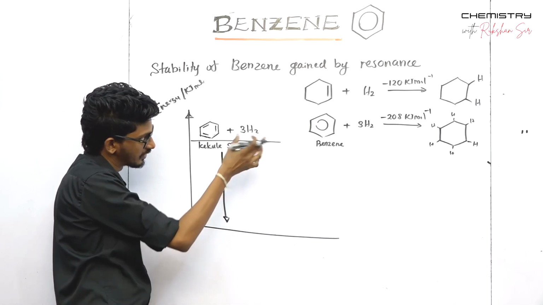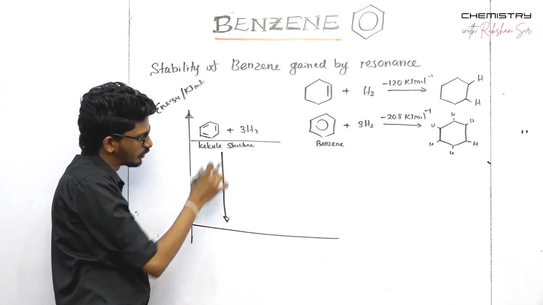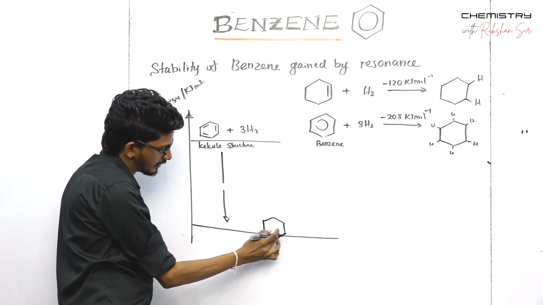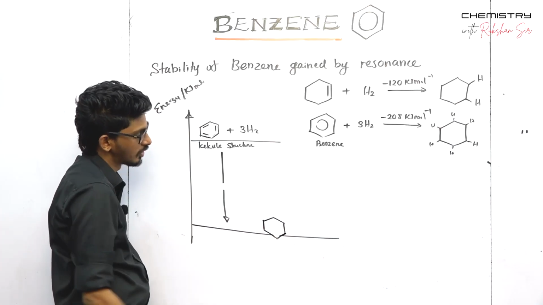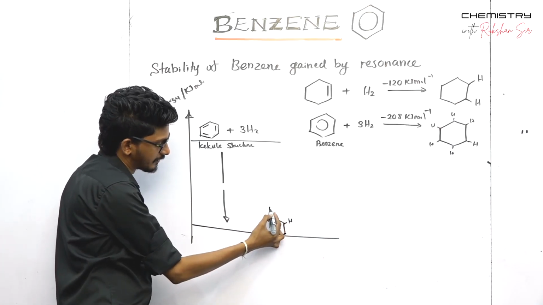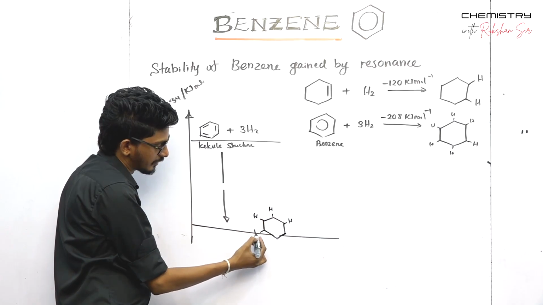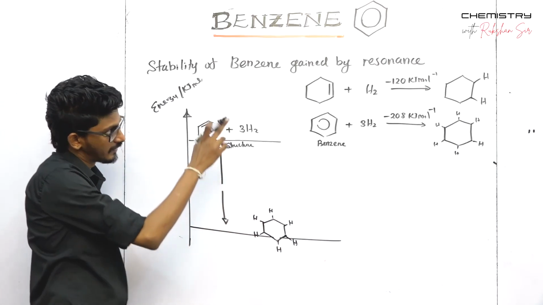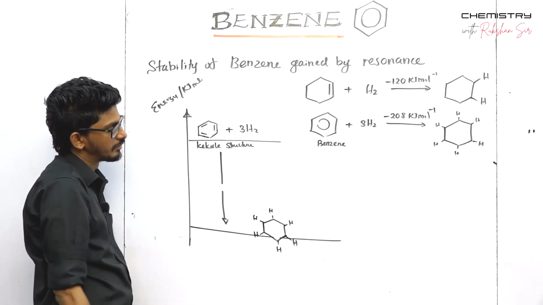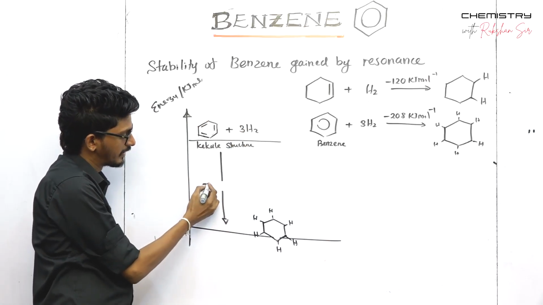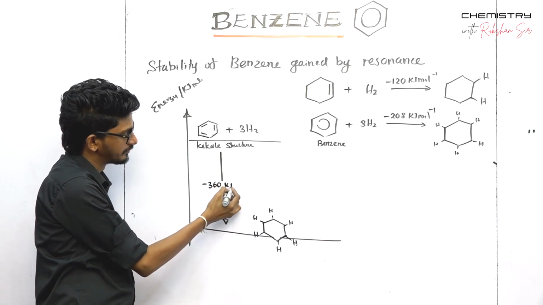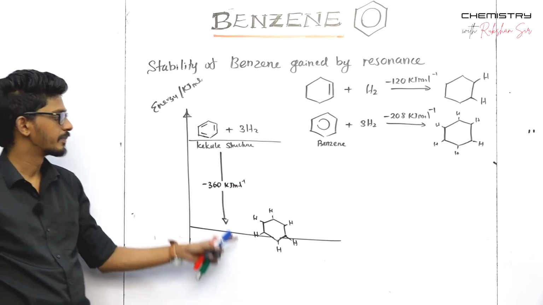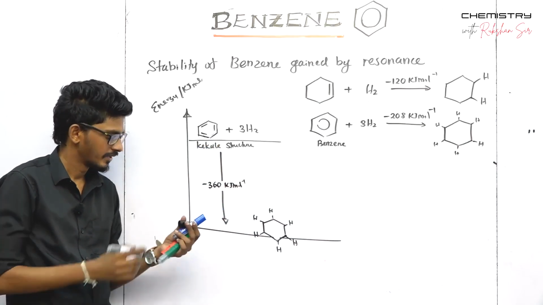To hydrogenate the Kekulé structure, you need 3 of these to produce this structure, to come up with 6 hydrogens here like this. To produce this thing, you need 120 into 3 amount of energy, that is minus 360 kilojoules per mole. This is the energy required, the energy gap between the Kekulé structure and this structure.